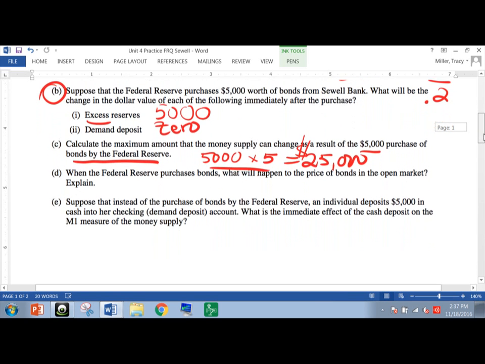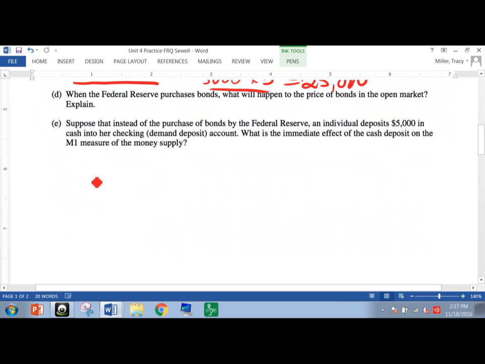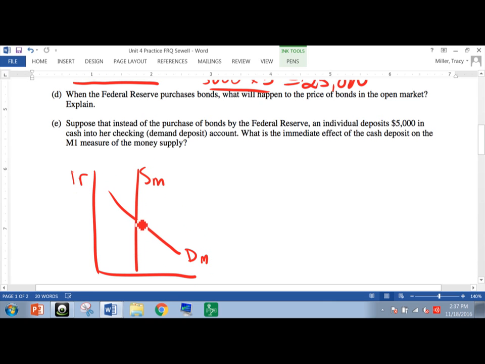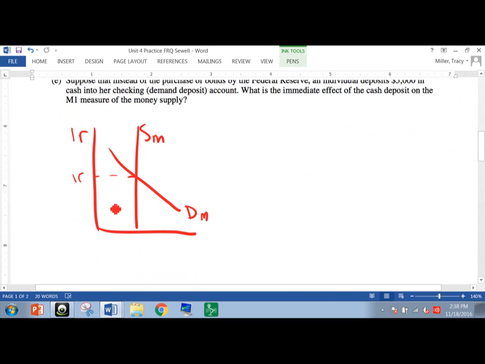D, when the Federal Reserve purchases bonds, what will happen to the price of bonds on the open market? And this is an instance where while we did not have to draw the money market graph in this question for the answer, it's really helpful if we visualize it. So I'm just going to do a real rudimentary drawing here. And remember, when we buy bonds, the money supply gets bigger. We shift it to the right. So interest rates have now fallen as a result of this.